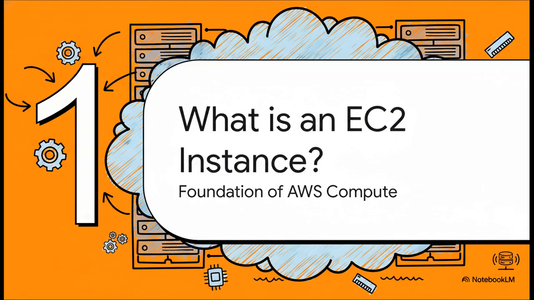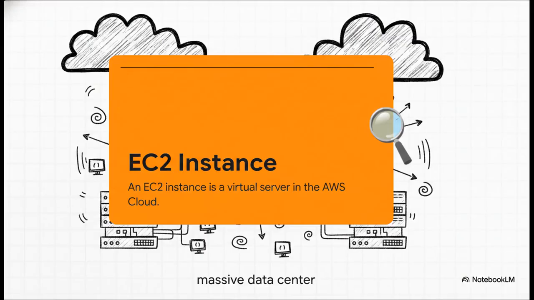Okay, first things first, we have to start at square one. What even is an EC2 instance? AWS themselves keep it super simple. An EC2 instance is just a virtual server in the AWS cloud. That's really it. The best way to think about it? It's like having your own computer, but instead of sitting on your desk, it's living inside one of Amazon's gigantic data centers somewhere in the world.